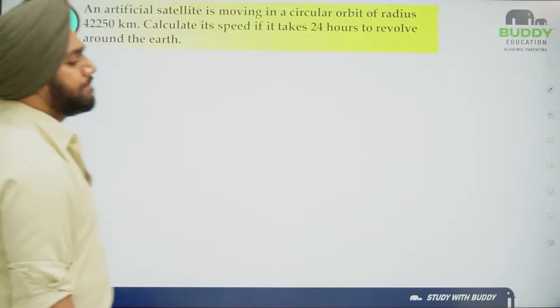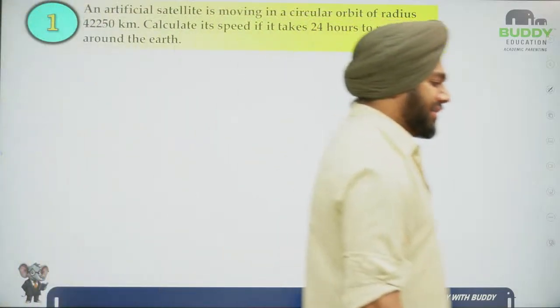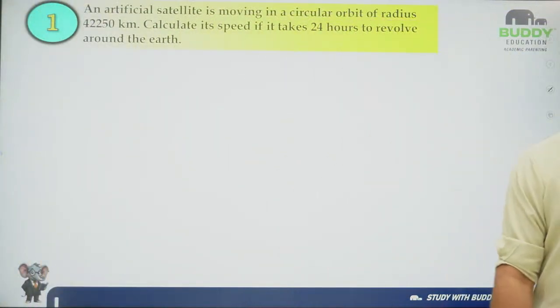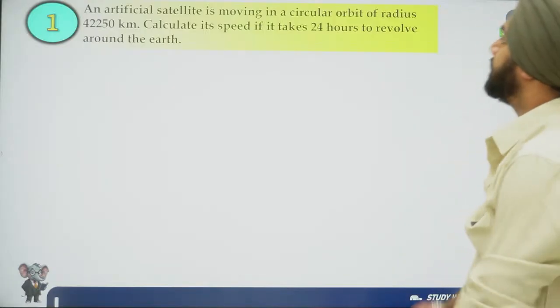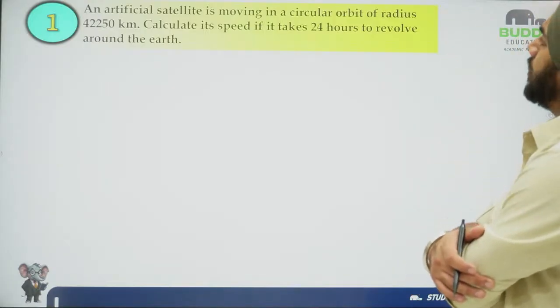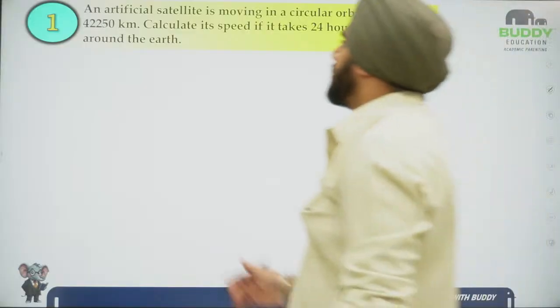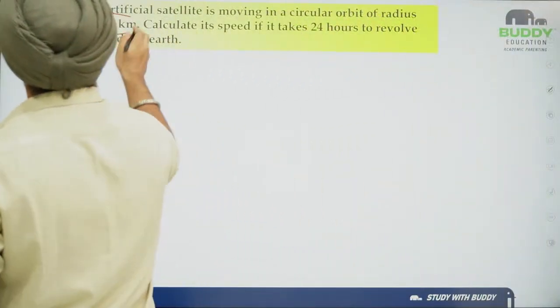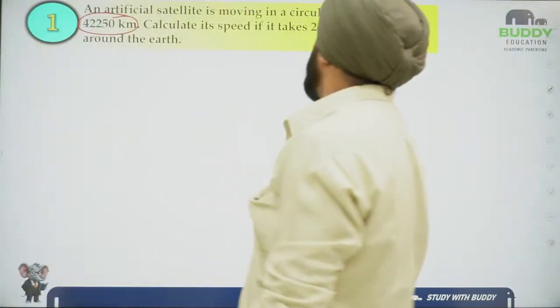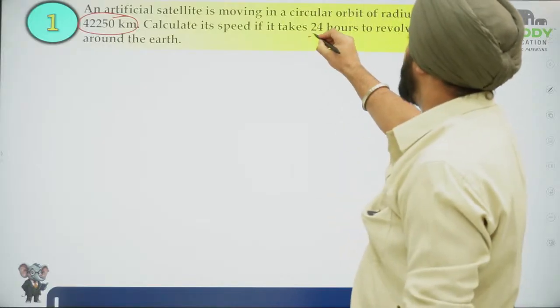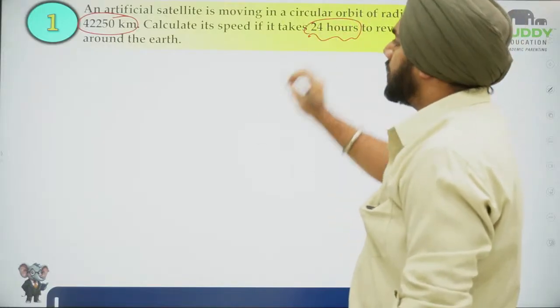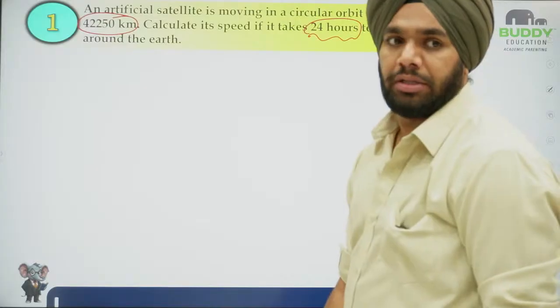See, what do we have here is that there is an artificial satellite which is moving in a circular orbit of radius 42250. Calculate the speed if it takes 24 hours. So we have the time also, right, to revolve around the earth.